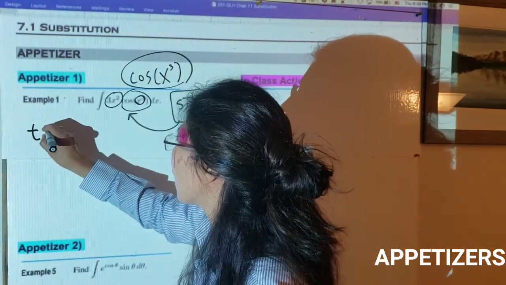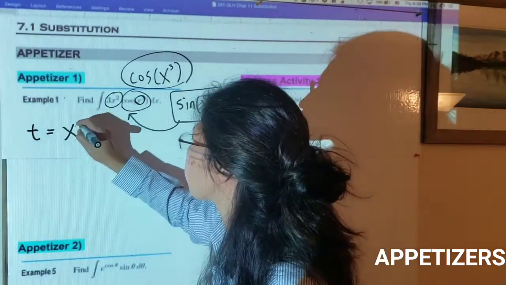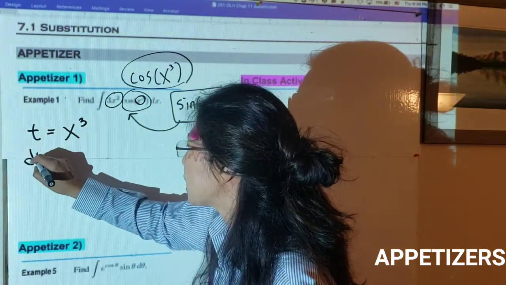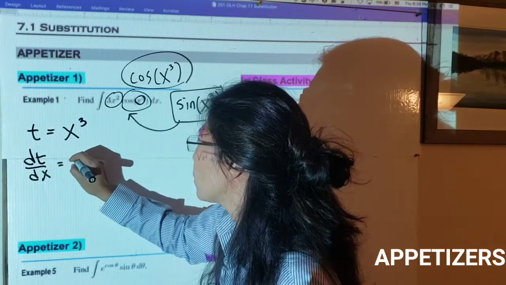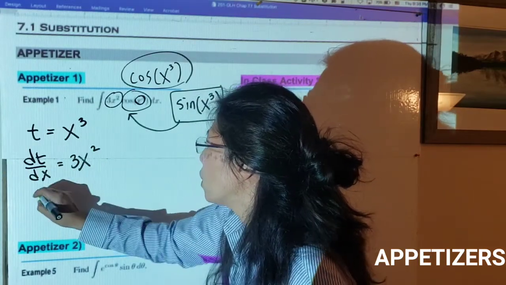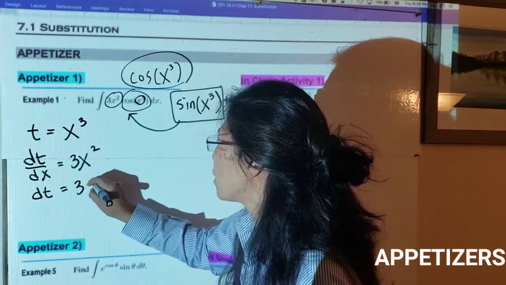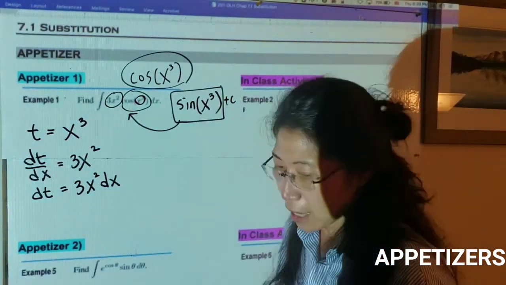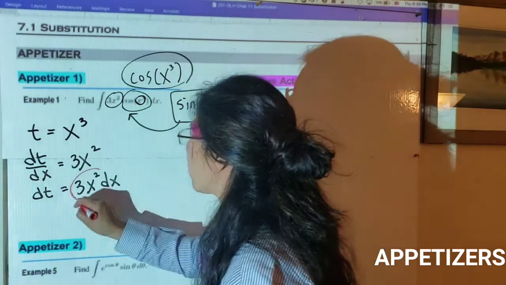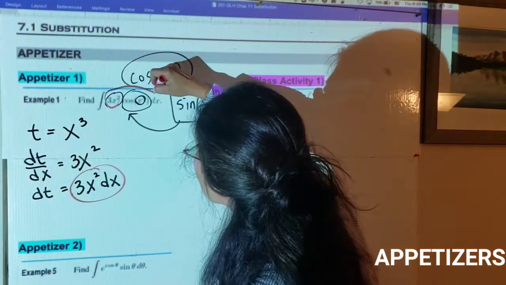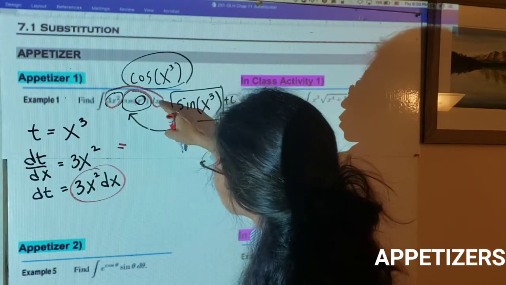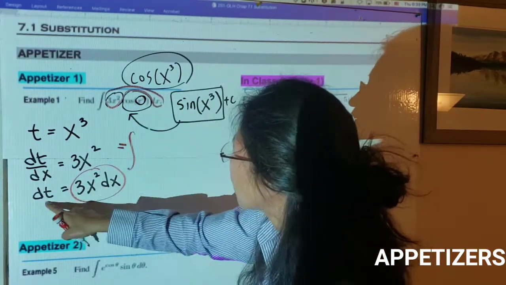How do we substitute? I'm going to substitute t as x cubed. Next, if I take a derivative, dt/dx will be 3x squared. So dt will be 3x squared dx. I want you to puzzle carefully. I see 3x squared dx in your function. That is what? That's dt. So I'm going to copy that, the same thing as dt.